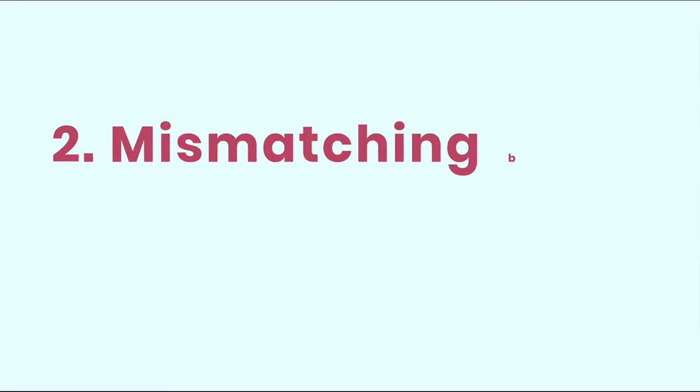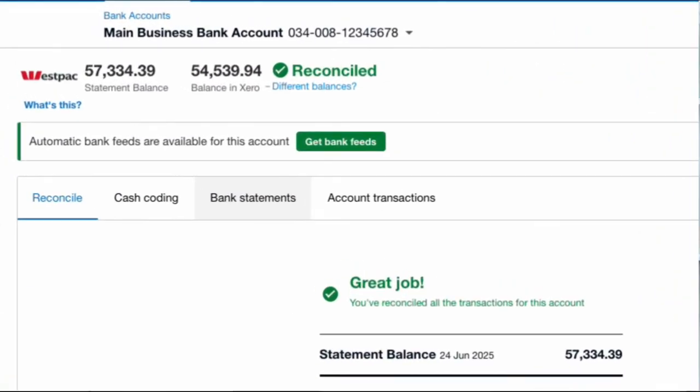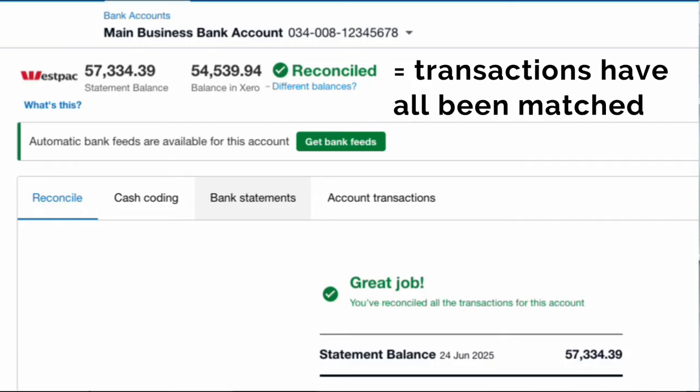Now let's take it a step further. The second mistake is forgetting to verify the bank balances against the actual bank statements. Just because your bank feed is connected to Xero, that doesn't mean that your account is properly reconciled, even if you see this nice green tick and the word reconciled. I must admit that Xero's terminology is rather vague in this regard. The green tick only means that the transactions have all been matched, not that your bank balance in Xero is correct. It doesn't mean at all that your bank account is reconciled in accounting terms.